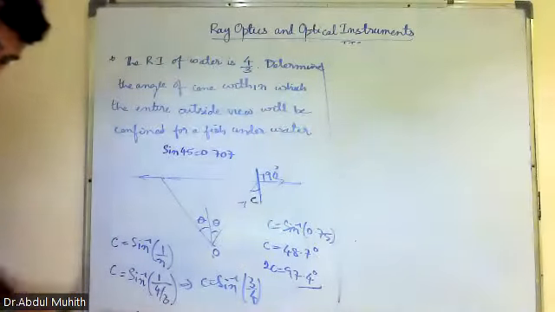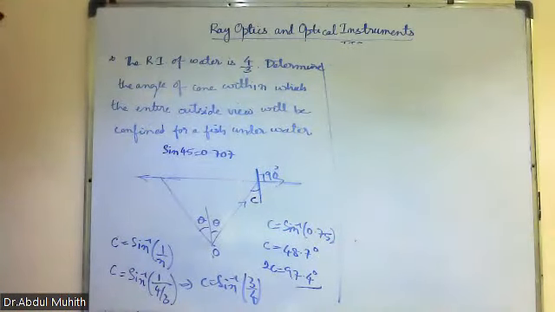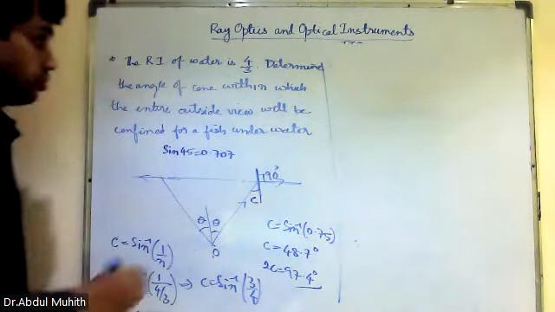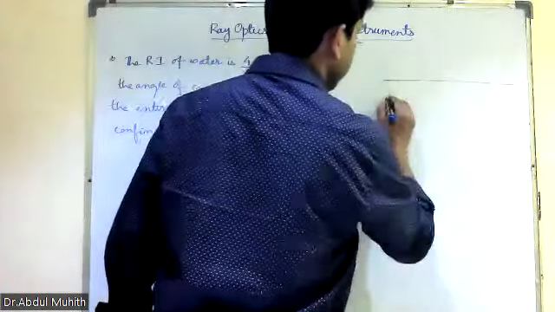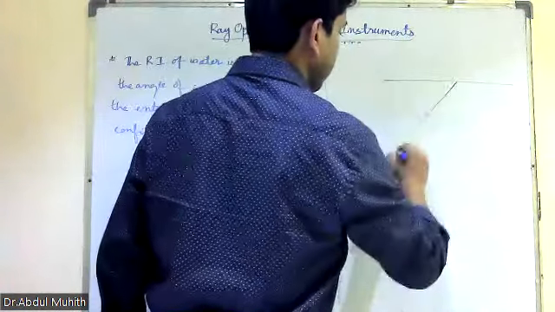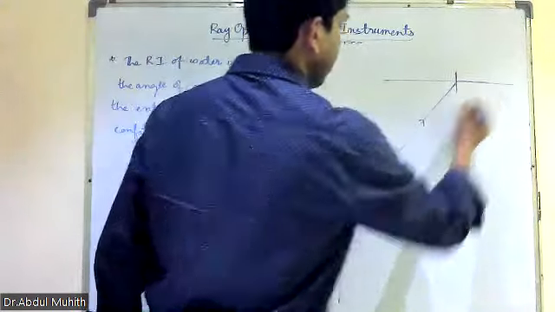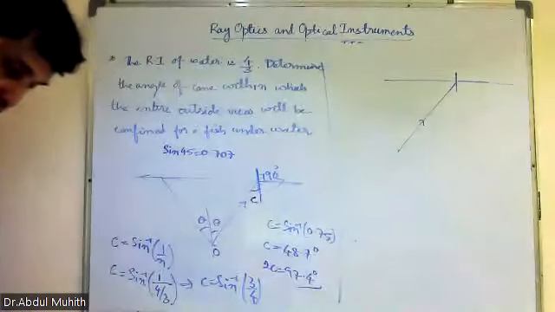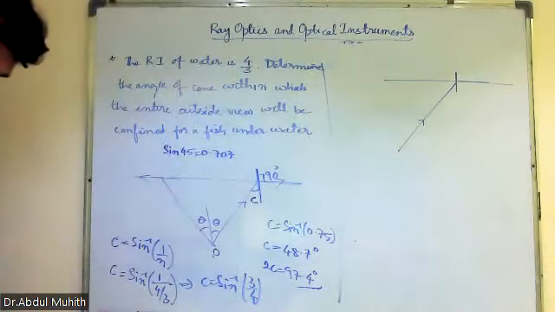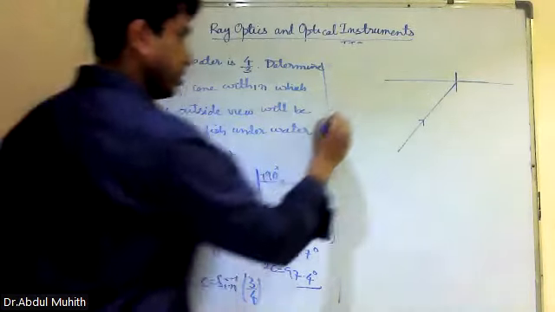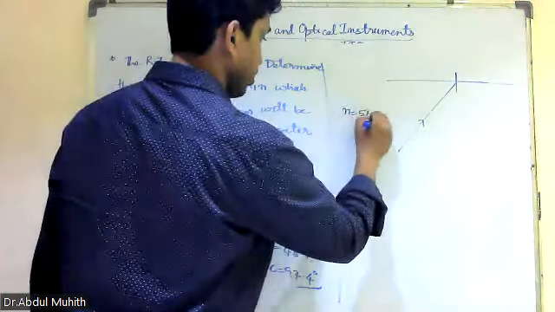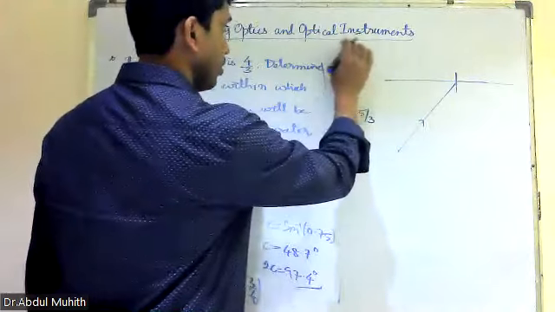So he says that a point source of light S is placed at the bottom of the vessel containing a liquid of refractive index 5 by 3. A person is viewing the source from above the surface. So this is the liquid now, and from the bottom of the vessel there is an object. The refractive index is 5 by 3, means n is equal to 5 by 3, and this is air, n is equal to 1.